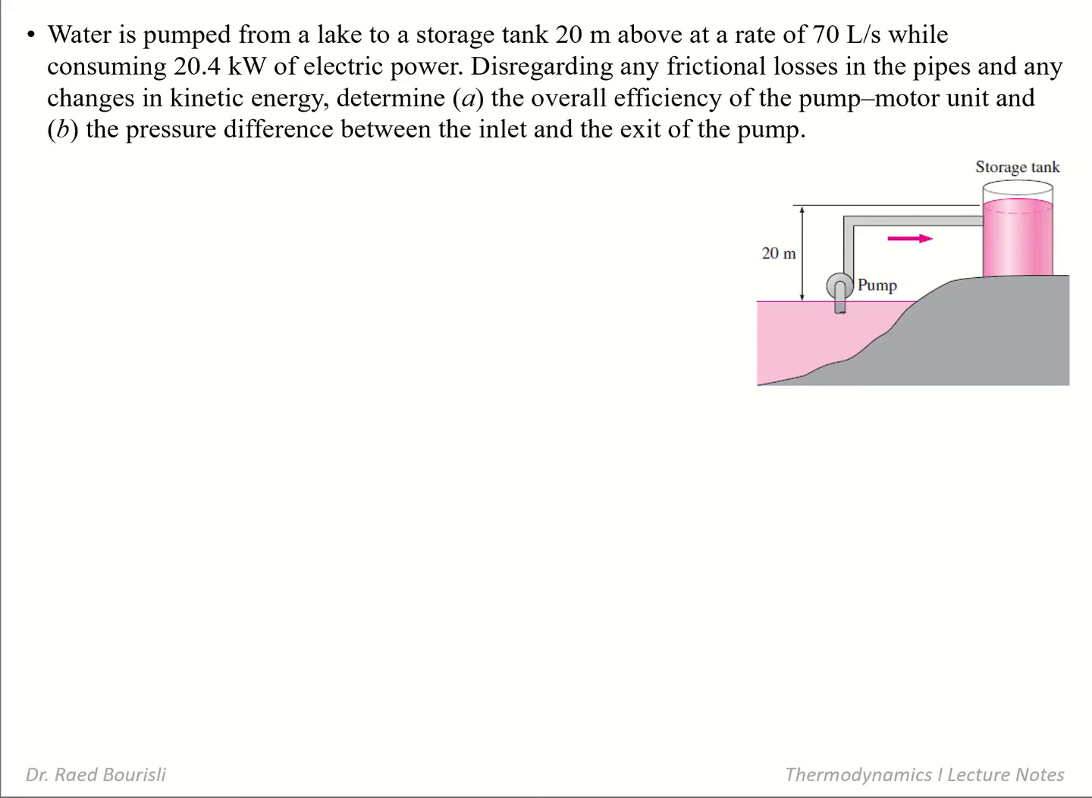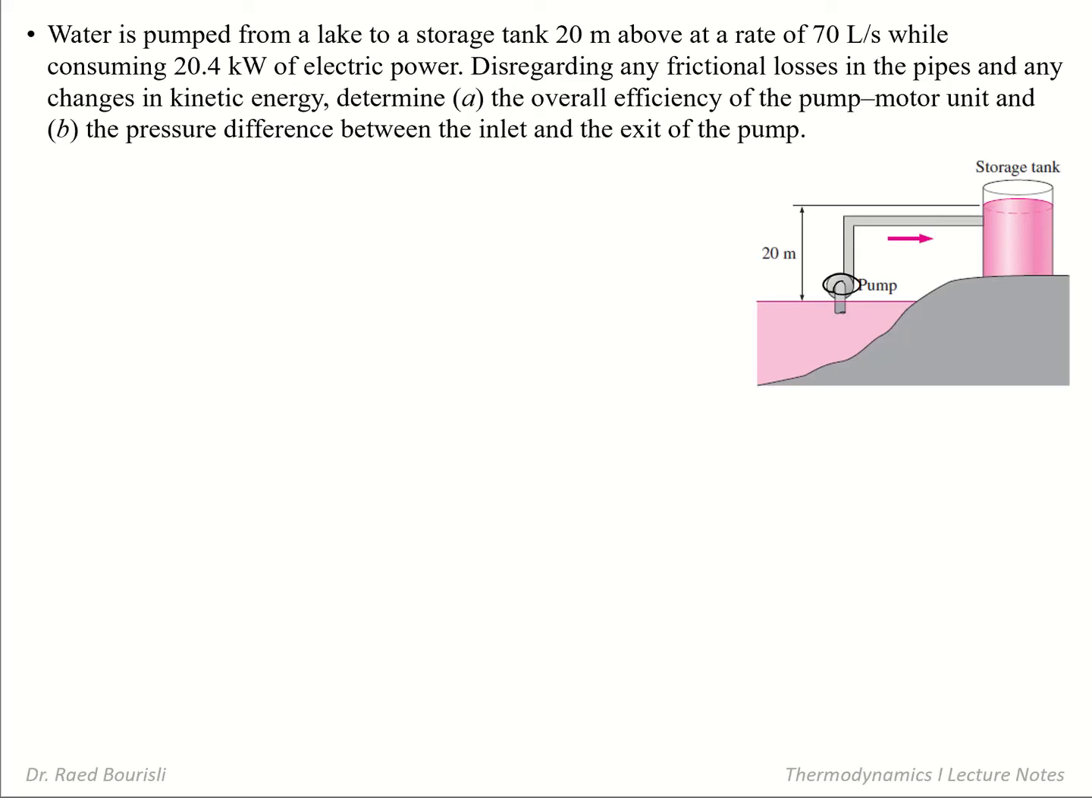Lastly, let's look at this last question or last example. I don't know how much we took. Shorten the video as much as possible. This tells me water is being pumped from a lake to a storage tank 20 meters above the lake at a rate of 70 liters per second while consuming 20.4 kilowatt.